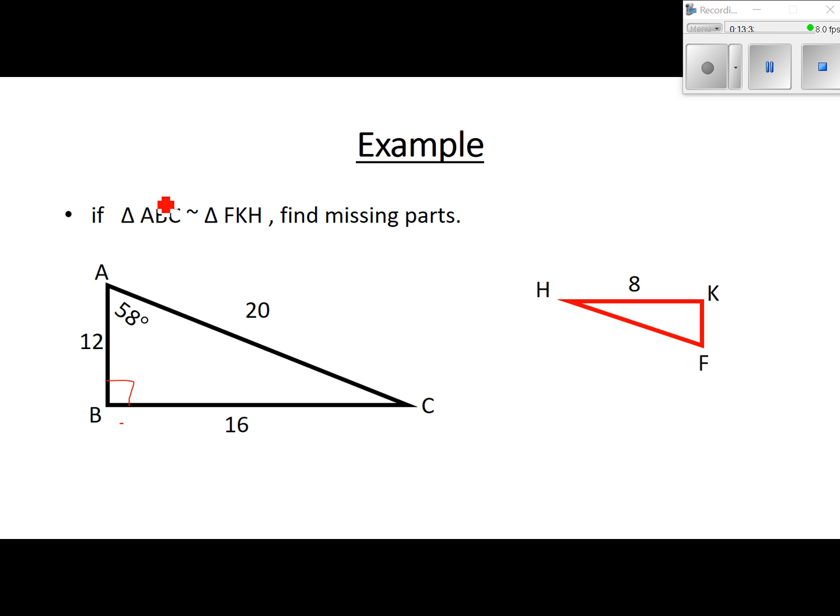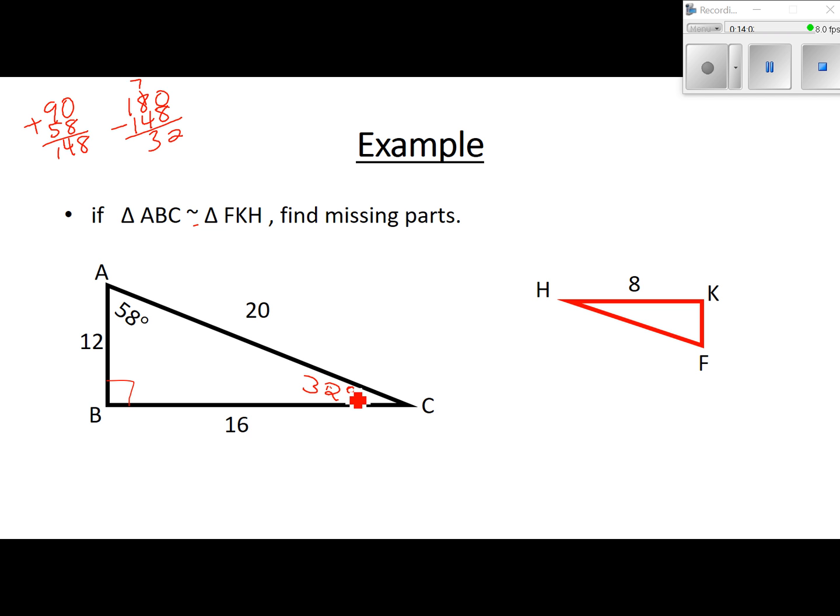So if we look at this next one, again, the first thing I would do on this is find this missing angle right here. They tell us that these two triangles are similar to each other. 90 plus 58, that's 148. You subtract that from 180 to find that third angle. That's 32, so this angle right here would be 32 degrees.